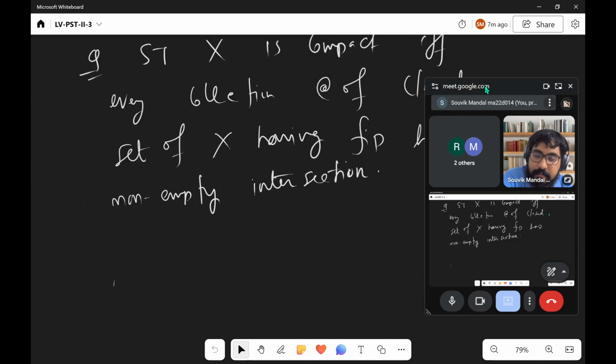So sir, we can take any collection of open subsets of X which has empty intersection. So we have to show the intersection is empty as X is compact. Please repeat again one more time. As X is compact, there exists open subsets U_i, and we have to show the intersection of U_i is non-empty.